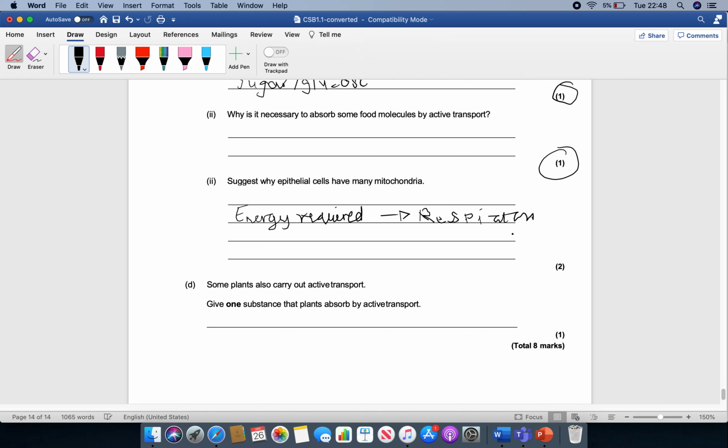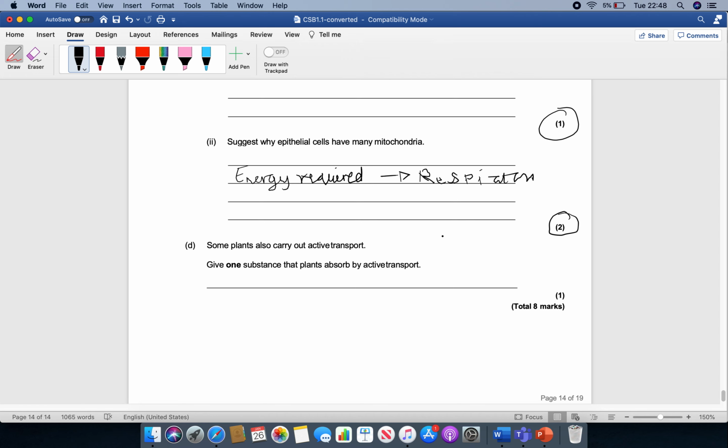Our final question: some plants also carry out active transport. Give one substance that plants absorb by active transport. Plants absorb minerals and ions. And you would get 1 mark for either of them. And that is the exam paper of cell biology all covered.